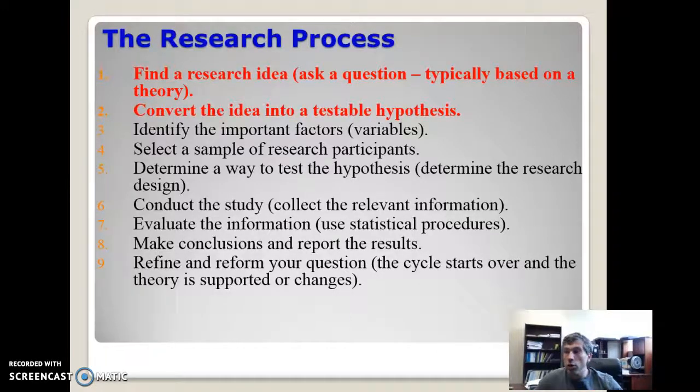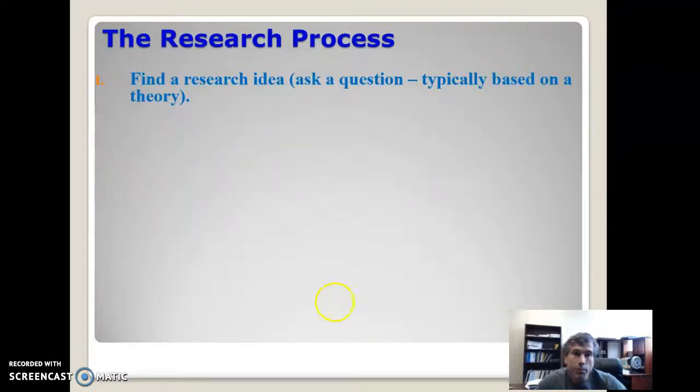But what we are going to do today is talk about the first 2 steps here: finding a research idea, figuring out what we want to test, and converting it into something that's testable. Remember, we talked about testability a lot in that philosophy lecture, the idea of turning it into a form we can work with. So that'll be our focus here, and then we'll move on to these other steps in subsequent lectures.